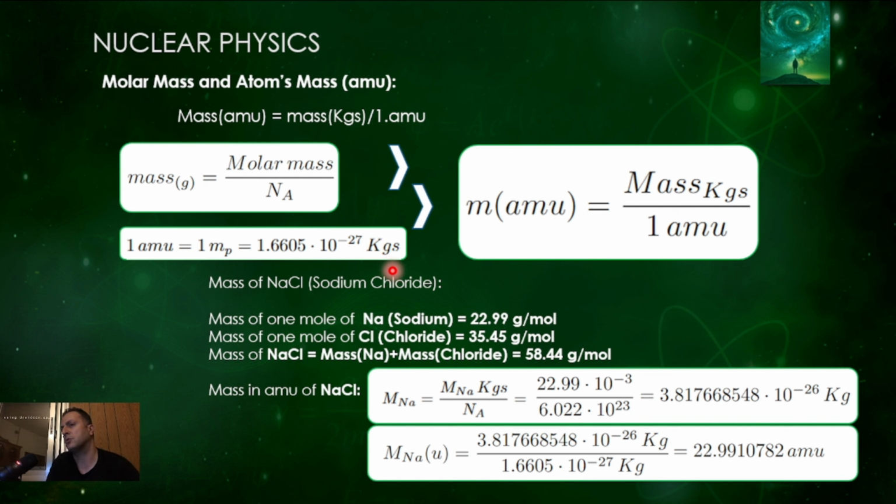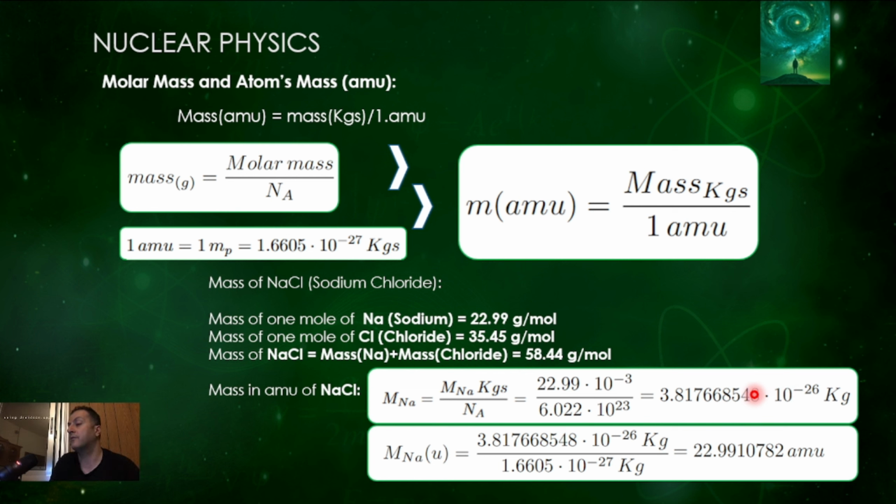So taking an example, you have sodium, Na. The mass of 1 mole of sodium is equal to 22.99 grams per mole. Now we take that and divide it by Avogadro's number, with 22.99 times 10 to the power minus 3. Why? Because we need to convert it to kilograms. It is in grams. We divide by Avogadro's number, and you get 3.81766 times 10 to the power minus 26 kilograms.